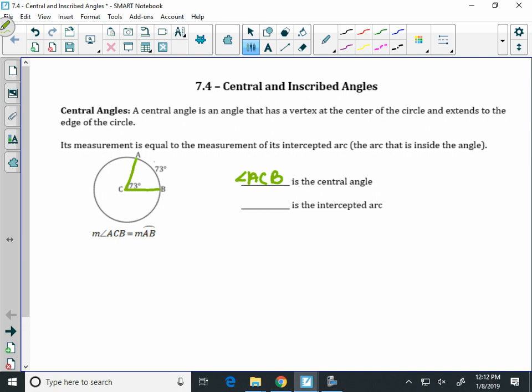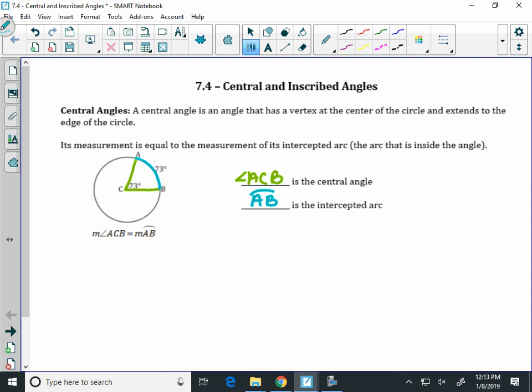Okay. Its measurement is equal to the measurement of its intersected arc. The intersected arc is just the arc that's inside the angle. So if you go to the circle, our angle is highlighted in green. The intersected arc, you start at one opening, kind of like the mouth of the angle, and you go to the other opening of the angle. That's what we call our intersected arc. Okay? And the central angle and the arc are always the same.